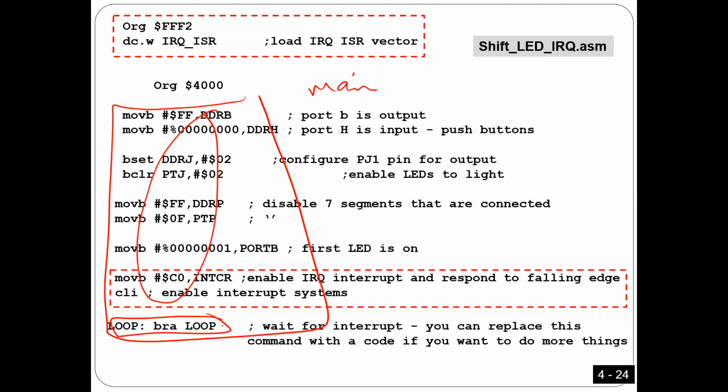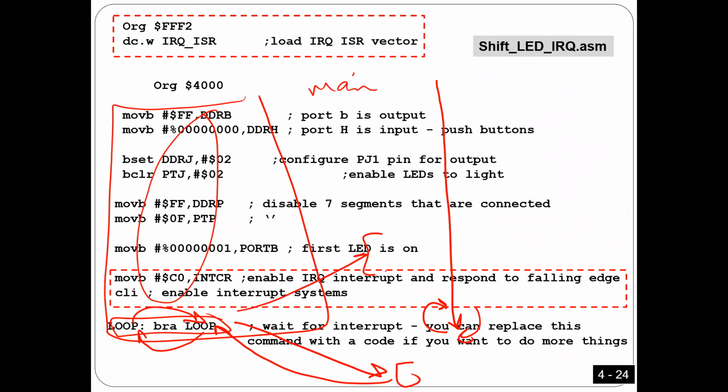But here, because I'm just teaching a simple program, I have only one task. This task I'm going to put in IRQ, not in the main program. That's why you can see I'm just creating a loop here. Once the program comes here, it is going to stop here. And if there is an interrupt, you go execute the interrupt and then come back to here.